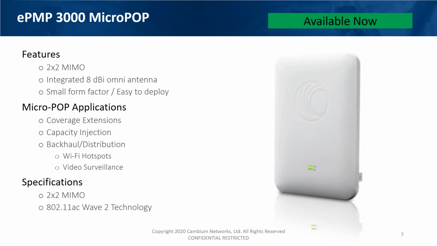A couple things to note on the MicroPOP. It's 2x2 MIMO. So remember we talked about MU-MIMO and 4x4 MU-MIMO and 2x2 MIMO. This is 2x2. If you want the MU-MIMO, you go to the full ePMP 3000. The MicroPOP gives you just the 2x2 MIMO. It has an integrated 8 dBi Omni antenna, so there's no need for an external antenna, and that's it. But it does have the other features and benefits of 11AC Wave 2.